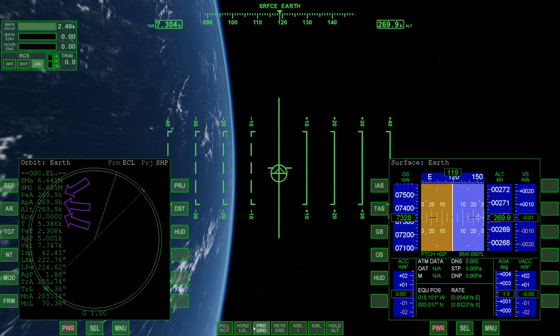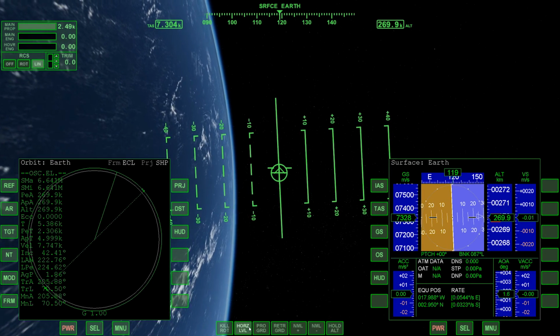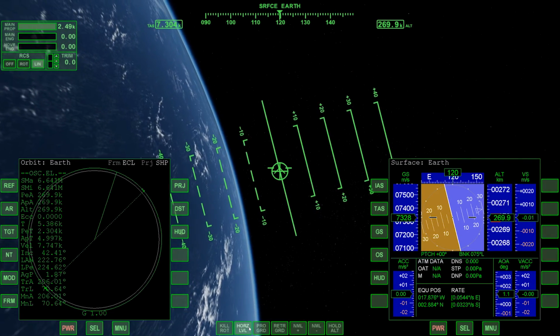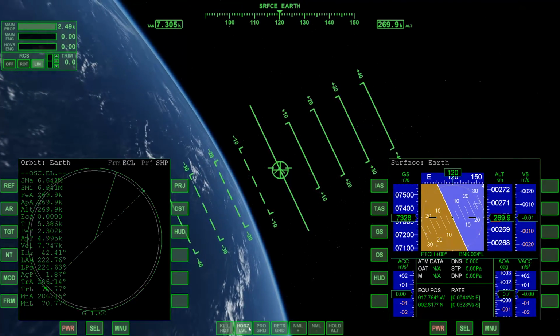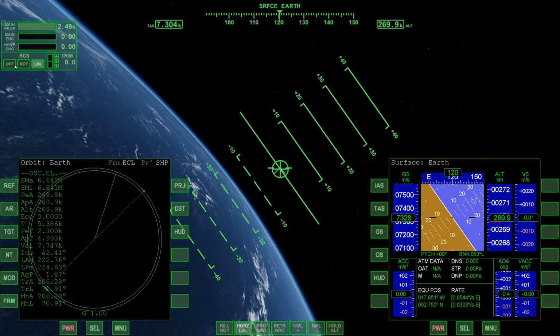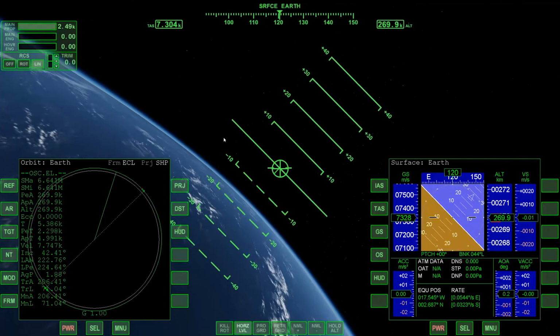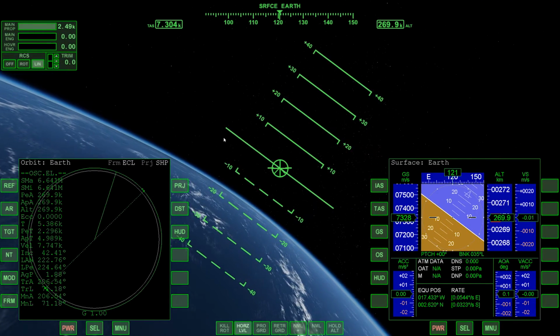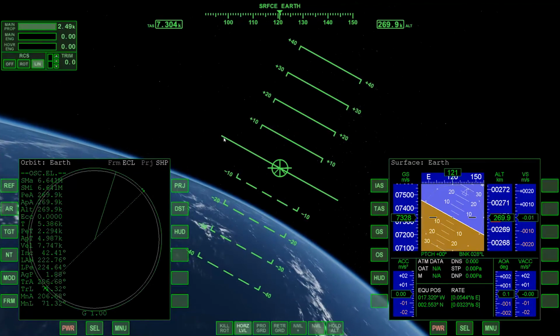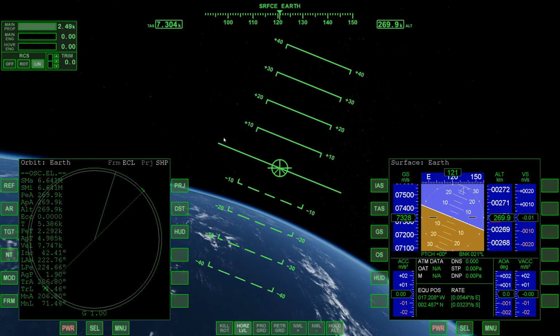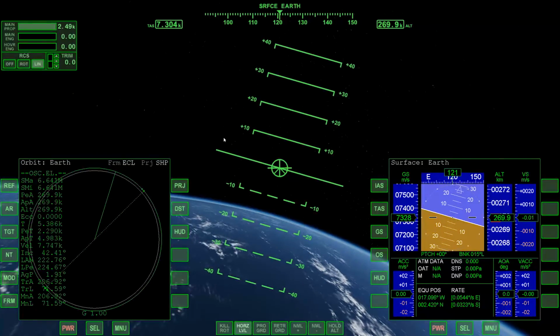So I no longer need to stay in the prograde. I can go ahead and switch back over to the horizon, which will keep us straight. I can turn off any of these guys if I want to, or keep them on. It doesn't matter. I'm not using any thrusters. And this will put us back in a straight and level flight.